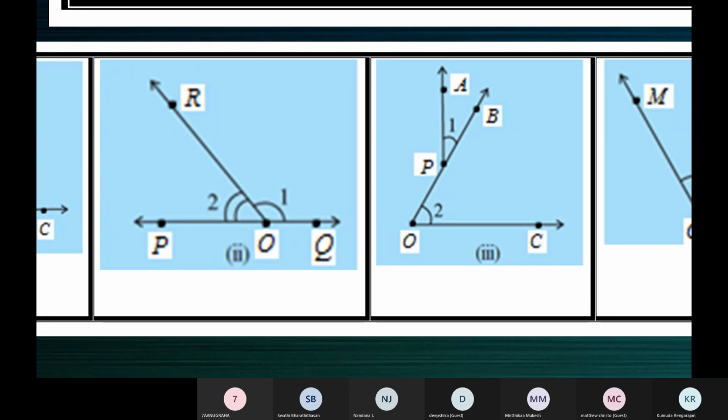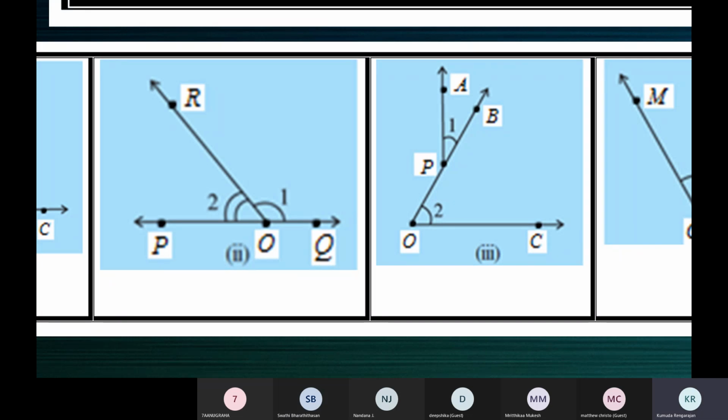Swati? Ma'am, in figure 3, angle 1 and angle 2 are not adjacent angles. Okay, which is the common vertex? Ma'am, common vertex is O. Think again. Do they have a common vertex? They do not have a common vertex, ma'am. Yeah, that is the reason why. Complete it. Ma'am, that's the reason why they are not adjacent pair of angles.